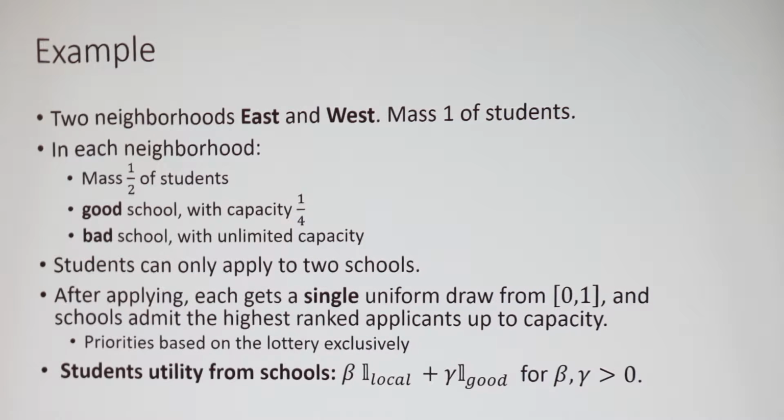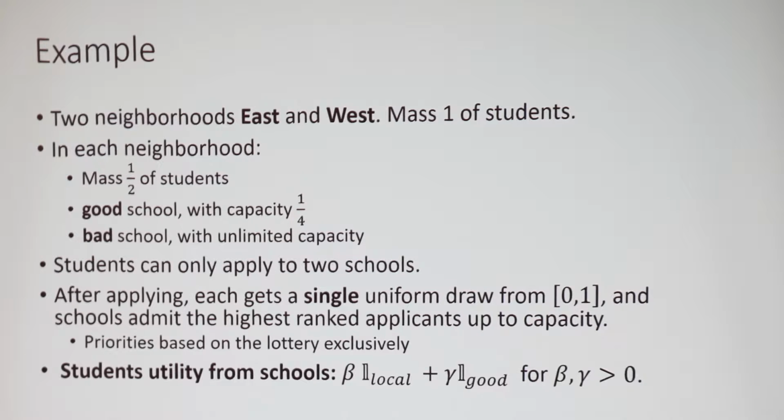Students can only apply to two schools. Equivalently, there is an application cost. And their admissions will be determined based on a lottery number that the city will draw randomly, which they don't know at the time of application, like in New York. And there is no neighborhood priority or anything. That's the only thing that matters is your lottery number.